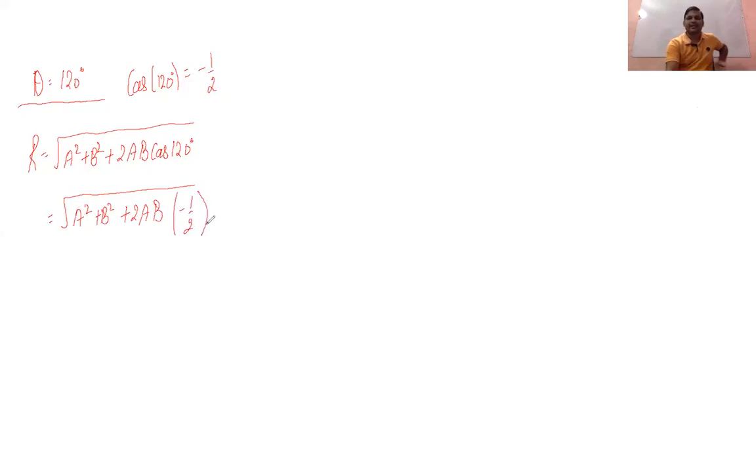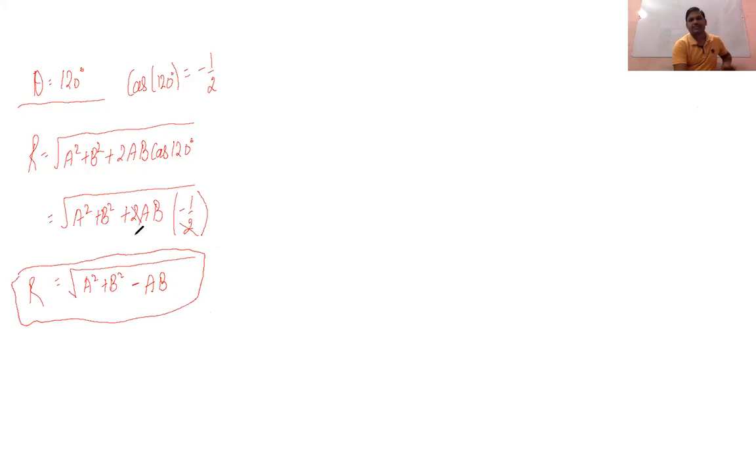So you can see here the 2 will be cancelled out, and it will become how much? A square plus B square minus AB. So this will be the resultant. And if you are willing to calculate the tan beta, you can calculate it.